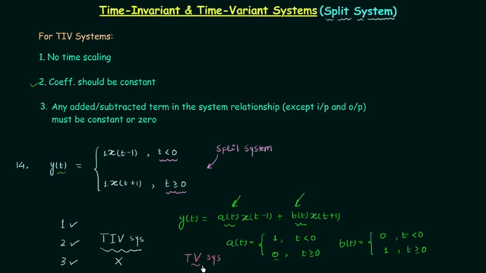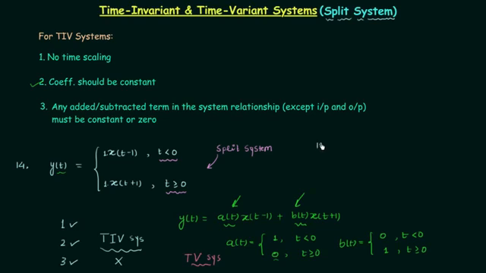So whenever you have any split system relationship given, directly write down the answer as time variant system, because in these systems there is a condition on time, and whenever there is a condition on time, you can represent the system like this, with coefficients which are time dependent. I hope you now understand what split systems are and how to find out if they are time variant or time invariant. Now we will move to the 15th problem.